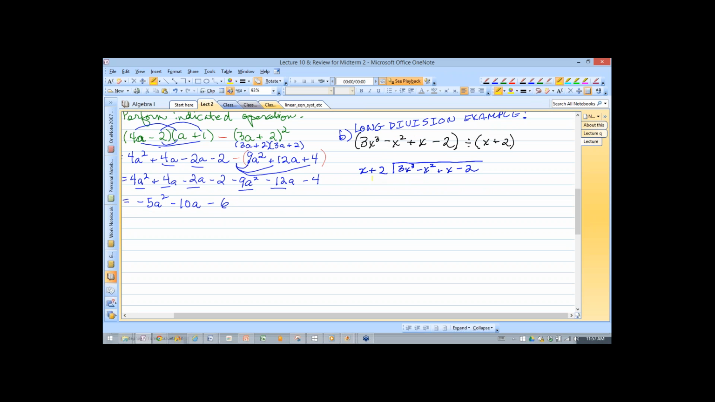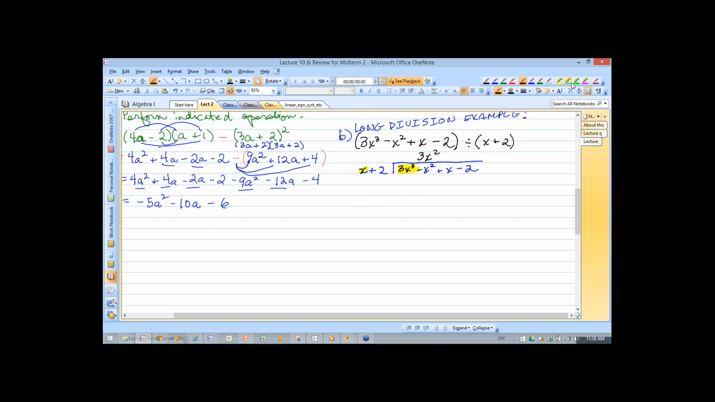We begin by saying, x goes into 3x cubed how many times? What is that going to be? 3x squared, right? Notice I'm going to put that over the x squared. I'm lining up my terms with the same exponents. All my x squared terms will line up, and eventually the x's and constants will line up too. That's important to know when you're coming to the end of the problem.